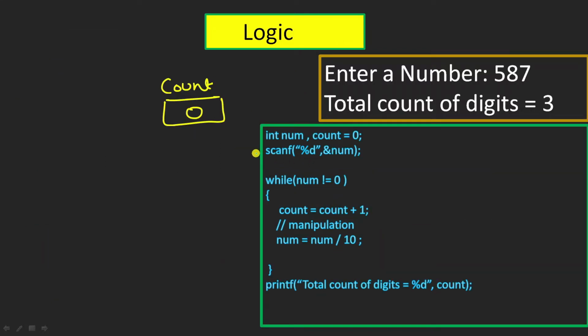So basically you will ask the user a number. My number is stored inside num. Let's say you take 587 for our example. So inside number you have 587.